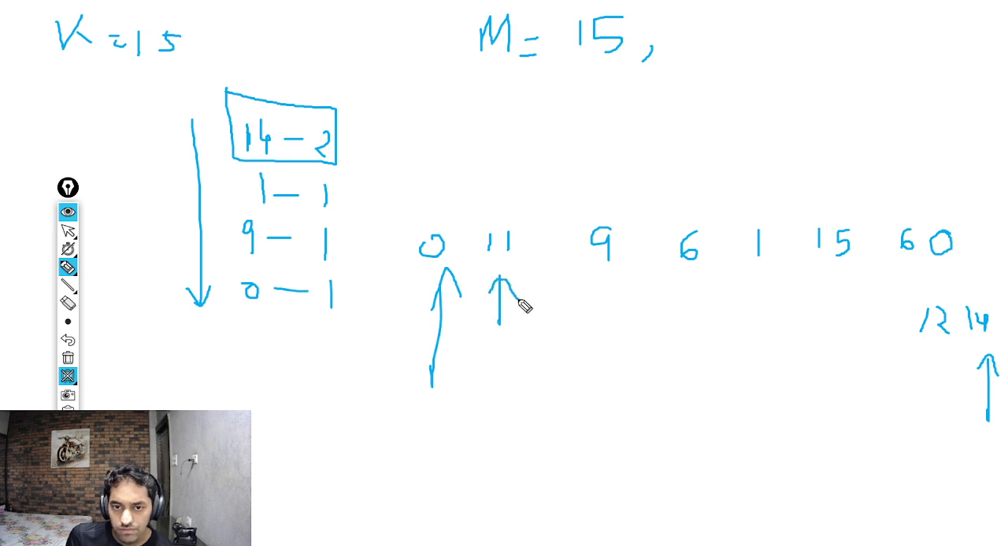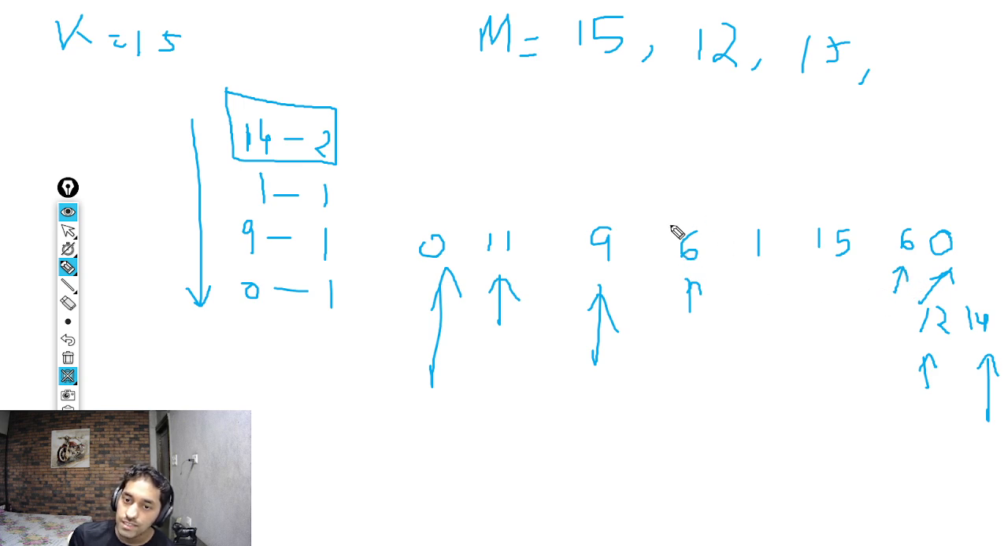What about this one? 11 and 12. It's 1. But the maximum attainable difference is 12. What about this one? It's 15 again. What about this one? 6 can be converted to 15, and 15 and 6 is 9, the difference. What about this one? This one will be 15 again. I'll convert 1 to 0, and this will give me the difference as 15. Now I get this.